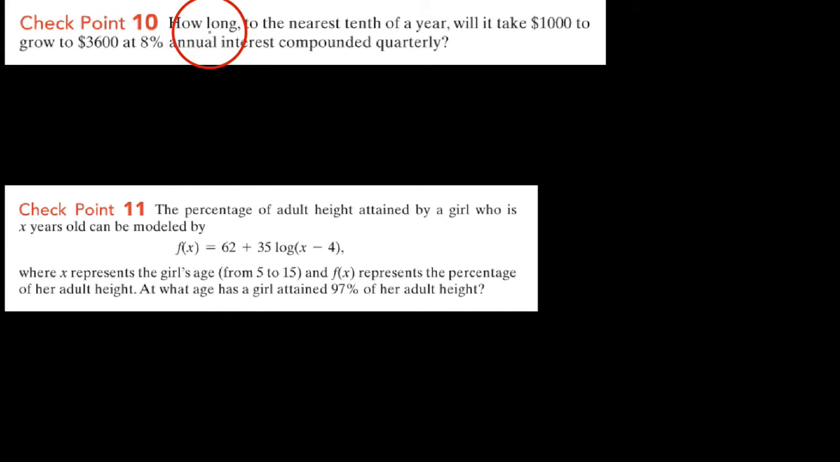So let's look at a pretty common example here. How long, to the nearest tenth of a year, so we're finding a number of years here, will it take for $1,000 to grow to $3,600 at 8% annual interest compounded quarterly?